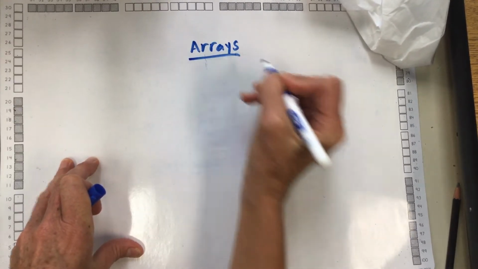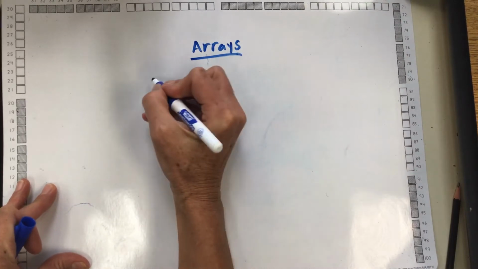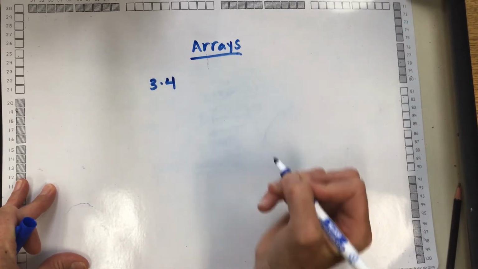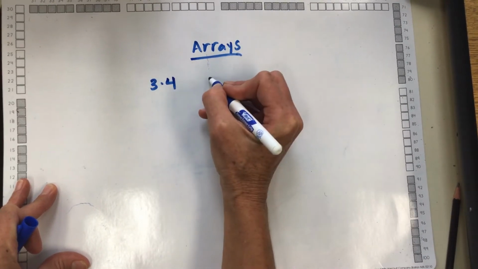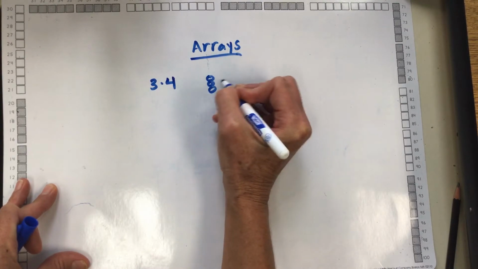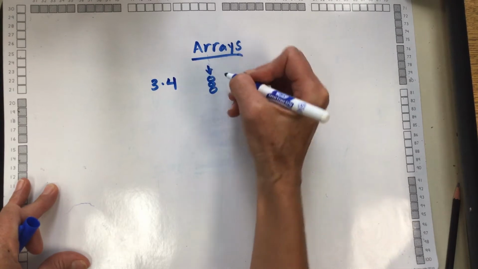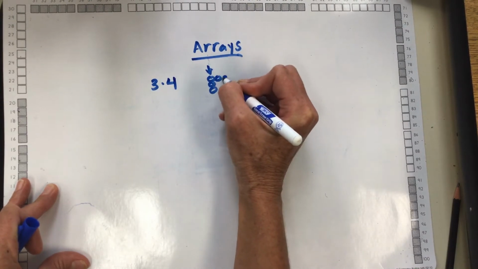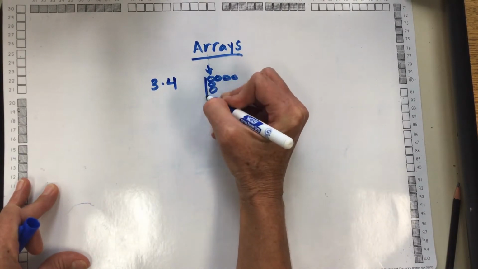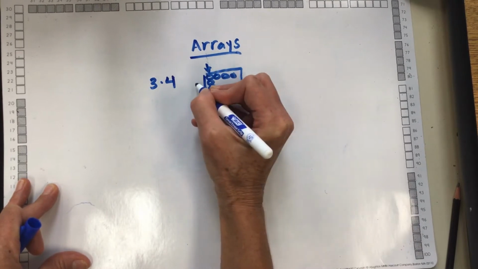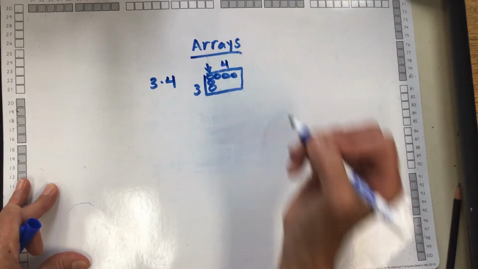today. My first array, let's see, it might be a 3 by 4. So that means I'm going to have 3 rows, and the 3 rows go across, and I'm going to have 4 columns. So this is my first column, this is my second, this is my third, this is my fourth. Okay, and then I'm going to label it my 3 by 4.